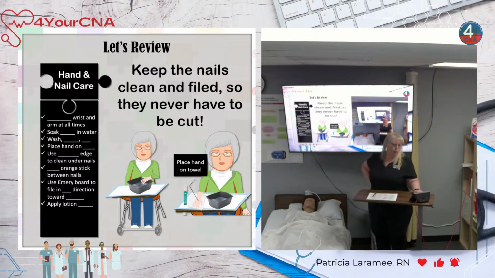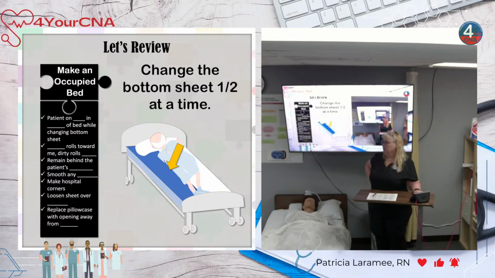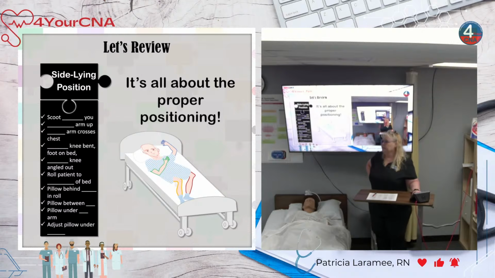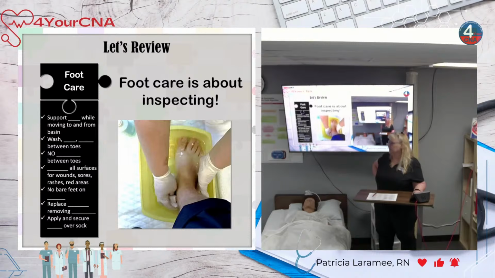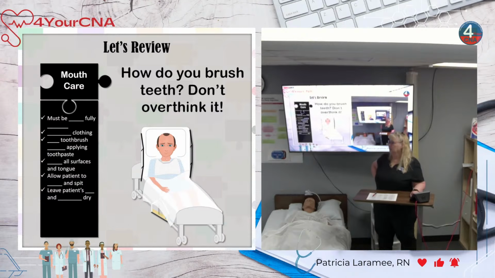Hand and nail care, wash, rinse, dry, clean under the nails, file them, lotion. Making an occupied bed, don't let them lay on a bare mattress. Make the bed a half at a time. Side lying position, it's all about where they are after the turn. Where should they be after the turn? Center of the bed, pillow behind the back, one between the legs, one under the upper arm, and adjust the one under the neck. Foot care is all about inspecting. Take a look at that foot. Mouth care, brush their teeth. Don't overthink it.